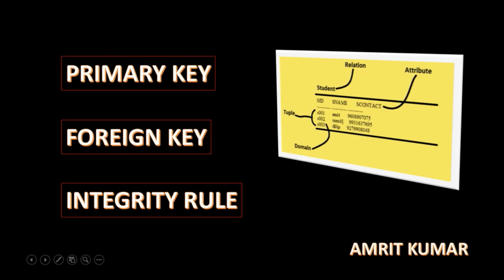So let's look here. Relation is nothing but the collection of the rows and columns. This is what we call column. Vertical line is called column, and this is what we call rows. Horizontal line is called rows. So the collection of the rows and columns is called relation.